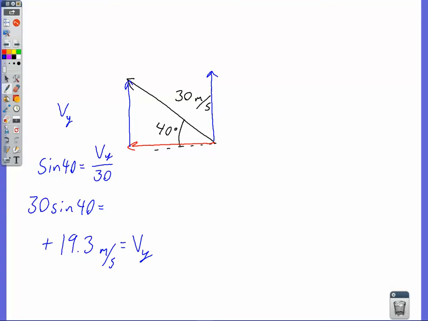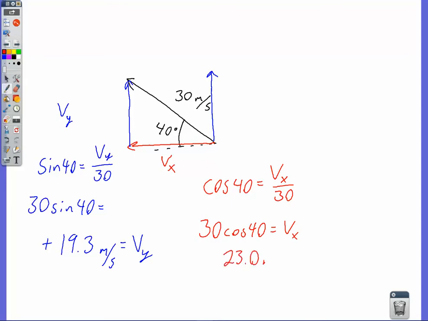All right, we're going to do something similar to find the x component, the horizontal component of this vector. Notice it's the side adjacent to 40, and we also know the hypotenuse. So adjacent and hypotenuse, we're looking at the cosine. So we start with cosine of 40 degrees is equal to the side adjacent over the hypotenuse. Again, multiplying by 30, we get 30 cos 40 is equal to Vx. And again, throwing that in my handy-dandy calculator, I end up with, what do we got, 23.0 meters per second. And that is my x component.